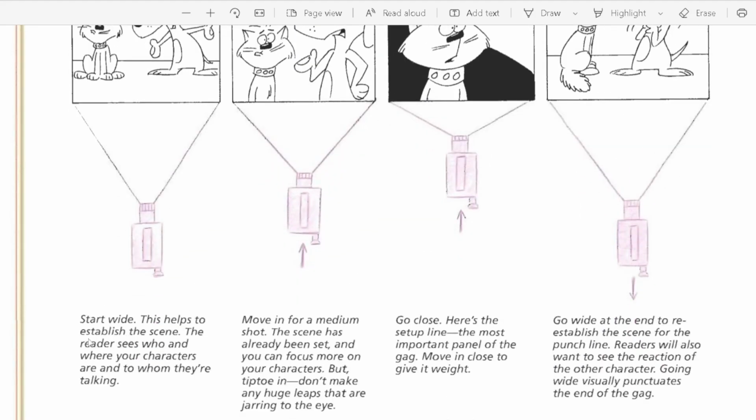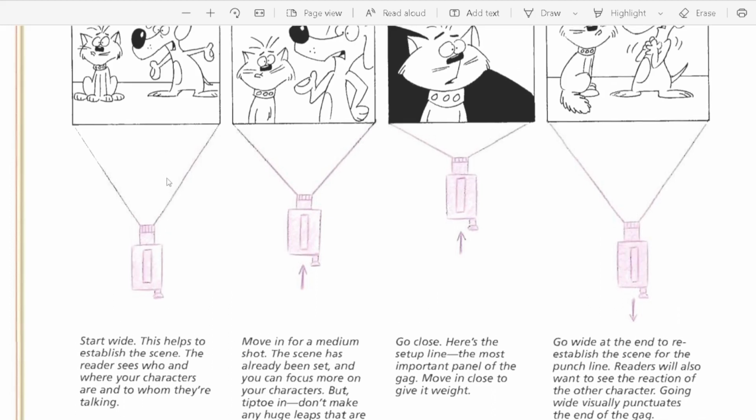Start wide. This helps to stabilize the scene. The reader sees who and where your characters are and to whom they are talking. Move in for a medium shot. The scene has already been set and you can focus more on your character, but tiptoe in. Don't make any huge leaps that are jarring to the eye.